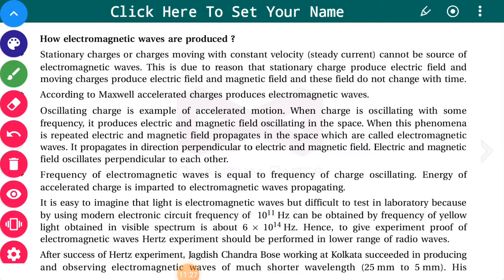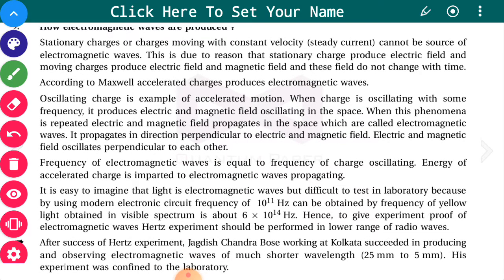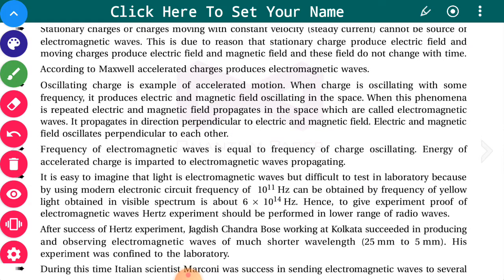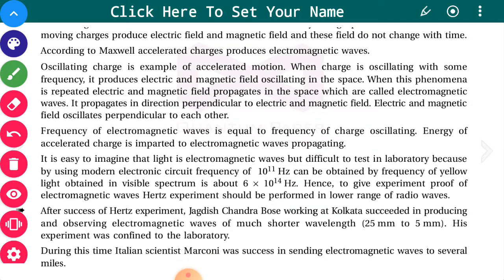Now this is again only for information, how electromagnetic waves are produced. See, stationary charges or charges moving with constant velocity cannot be the source of electromagnetic waves. This is because a stationary charge produces an electric field and moving charges produce electric and magnetic fields, and these fields do not change with time. The field must change with time. So if they are moving with constant velocity, then the field will not change with time.